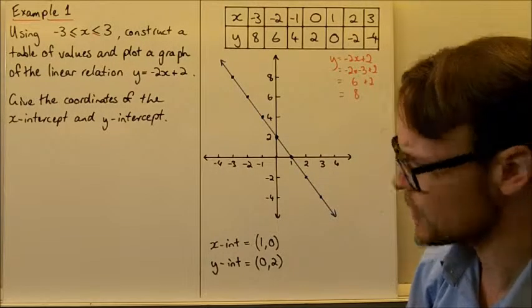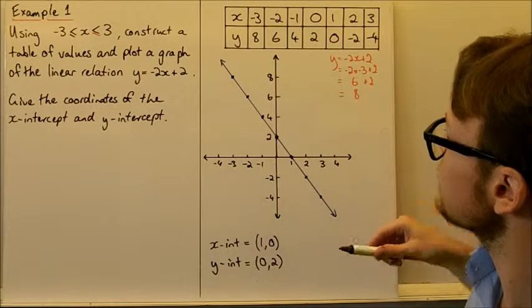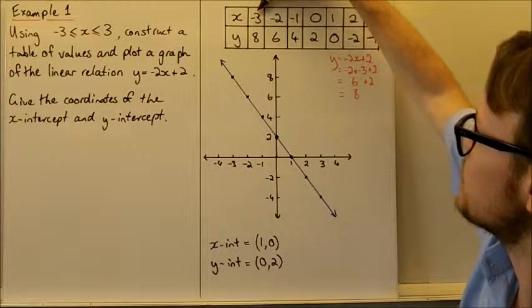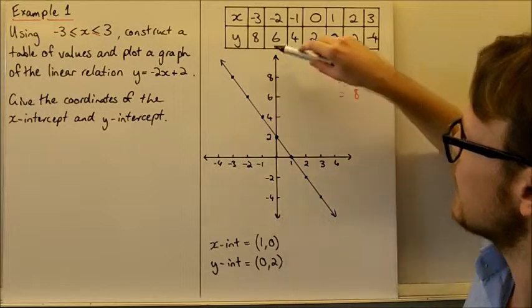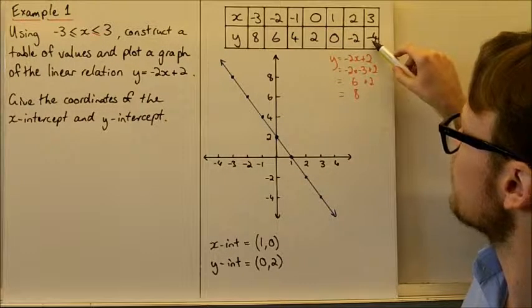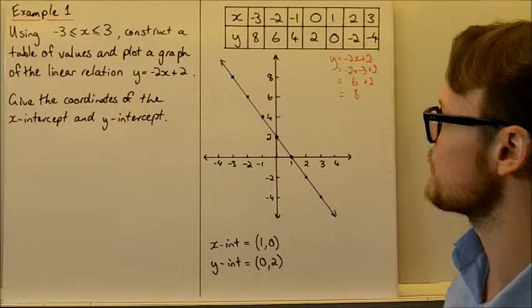Once I've got each of those points, I can draw up my Cartesian plane with my y-axis and x-axis. I know that my x values need to be between negative 3 and 3, so I've made sure I've included those on the graph. And I know that my y values need to be between negative 4 and 8, so I've included those values on the graph.